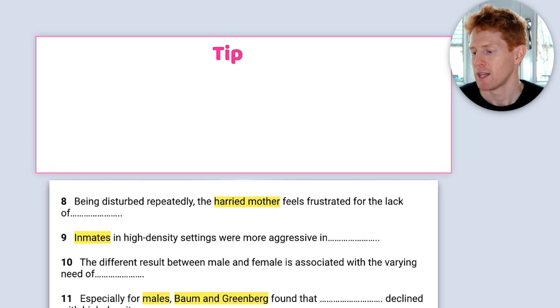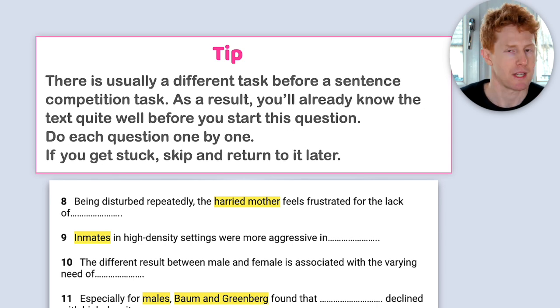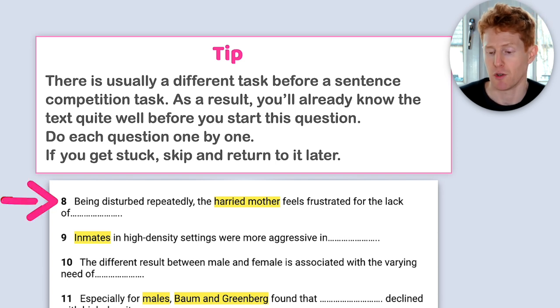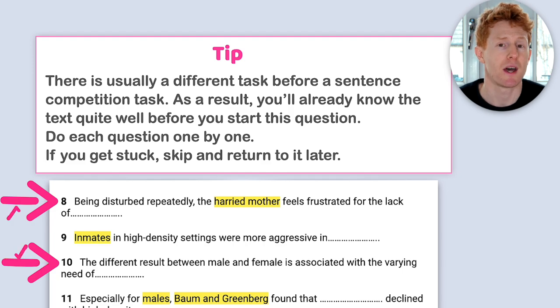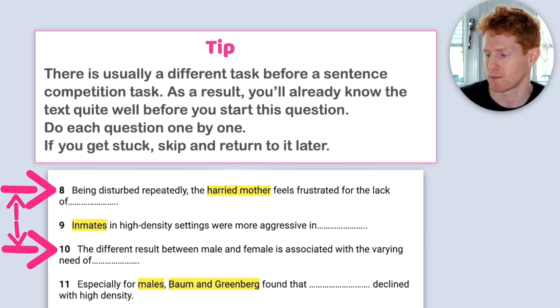Now here's a tip. There is usually a different task before a sentence completion task. For example, you might get a matching headings question. As a result, you'll already know the text quite well by the time you get onto these questions. You'll notice, for example, here it's questions 8 to 13. That's because numbers 1 to 7 were a matching headings question. Now, do each question one by one, and if you get stuck, then skip the question and return to it later, because the answers come in order. So for example, if you know the answer for number 8 and you know the answer for number 10, then you know that number 9 will be somewhere between those 2 answers.